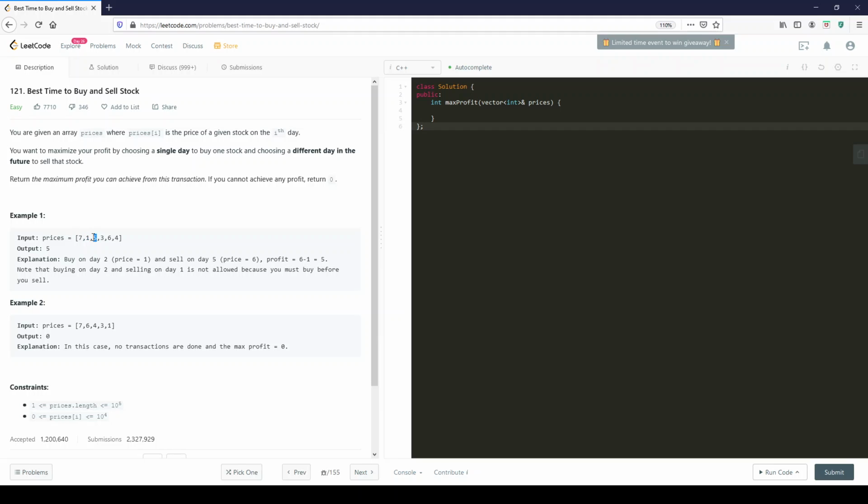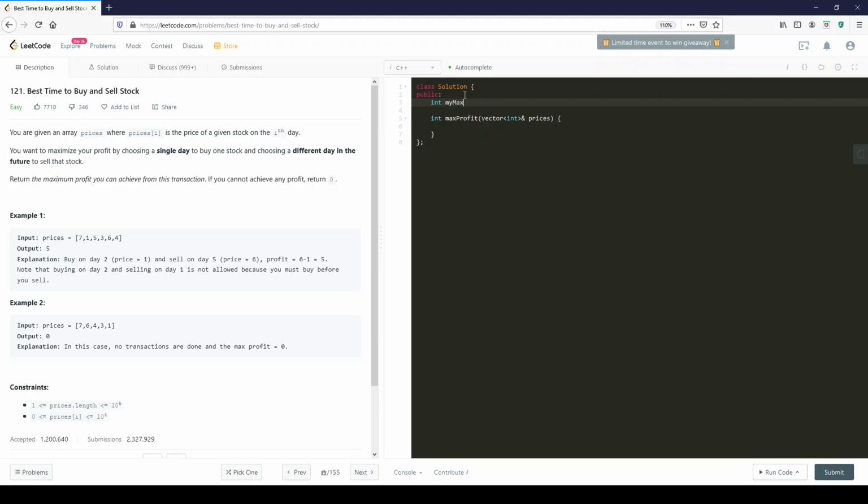But if, for example, we sell at 5, we're going to get 4. The minimum at this point is 1. So 5 minus 1 is 4. That's our maximum profit so far. And then eventually we reach 6, and we know that the smallest number that we found so far is 1. And so 6 minus the minimum number we found so far is going to be our maximum profit. So let's come up with our little functions here.